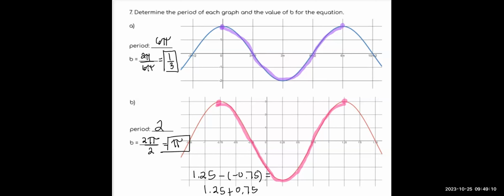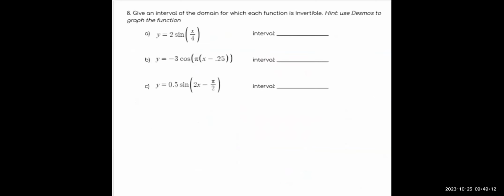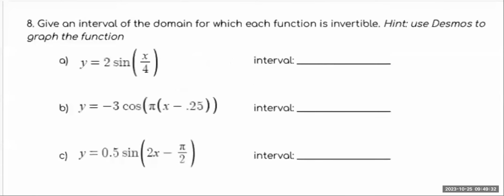Yay. Okay, the last part, the domain restrictions. Let's see, on the test, this was the last question, number 12? We're going to find an interval of the domain of these functions where the function is invertible.